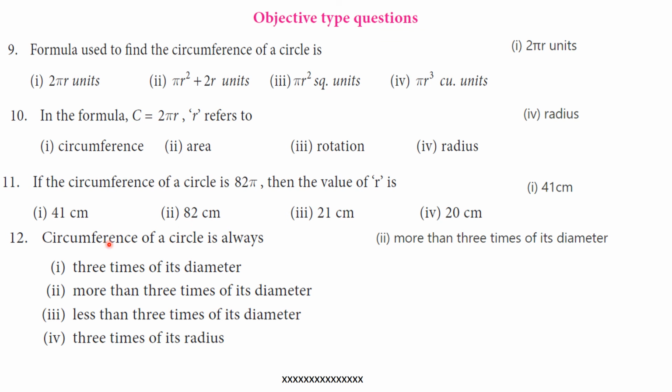Circumference of a circle is always more than 3 times its diameter.